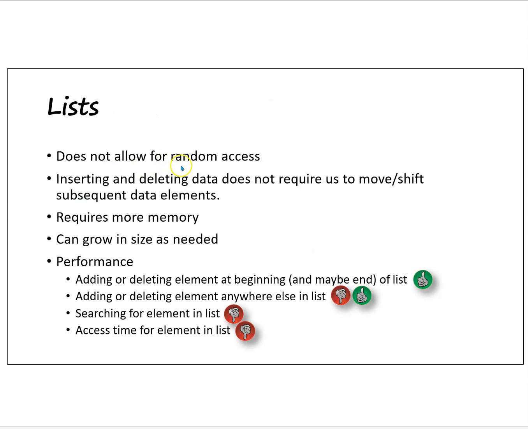Lists don't allow for random access. You really can't just poke right in the middle. Inserting and deleting data does not require us to move or shift subsequent data elements, though. You can insert much quicker. It does require more memory, but it can grow in size as needed. So, adding or deleting elements at the beginning of the list is fairly quick. Adding or deleting elements anywhere else is a mix. Searching for elements in the list is slower, and access time for elements in the list is slower.